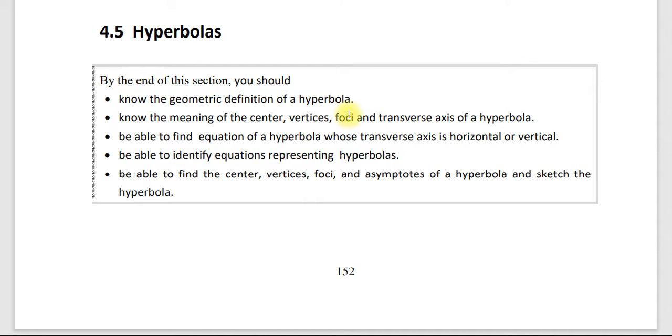አሁን እንግዲህ እነዚህ ነገሮች ከዚህ ቀደምም ኢሊፕስ ላይ የነበሩ ተርሞች ናቸው። ሃይፐርቦላ ላይ ሲሆንስ ምን አይነት ነው የሚለውን ነገር ማወቅ መቻል አለብን ማለት ነው። Next, be able to find the equation of hyperbola whose transverse axis is horizontal or vertical. Simply here, a hyperbola may be either a horizontal hyperbola or a vertical hyperbola. And next, be able to identify the equation representing hyperbola.